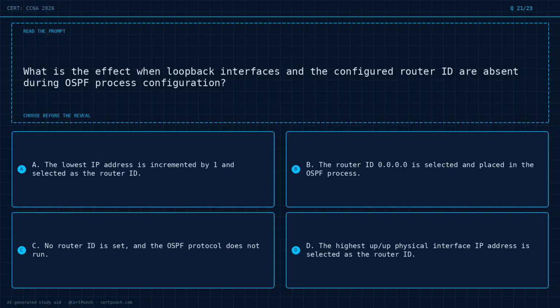Question 21 of 23. What is the effect when loopback interfaces and the configured router ID are absent during OSPF process configuration? Option A. The lowest IP address is incremented by 1 and selected as the router ID. Option B. The router ID, the IP address shown on screen, is selected and placed in the OSPF process. Option C. No router ID is set, and the OSPF protocol does not run. Option D. The highest up physical interface IP address is selected as the router ID. Choose the best answer before the reveal. The answer is option D.